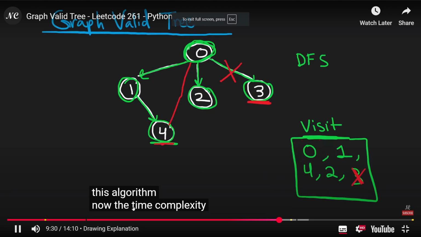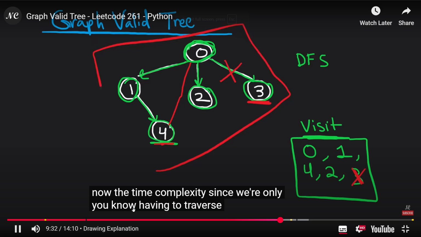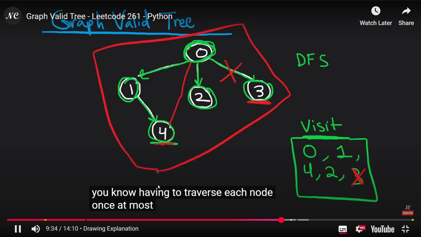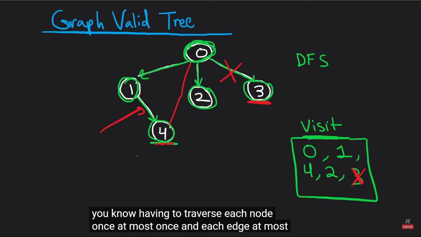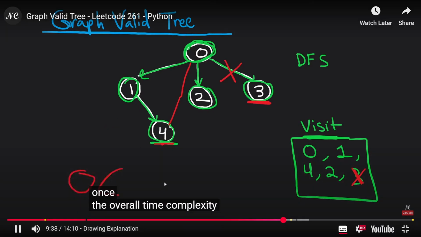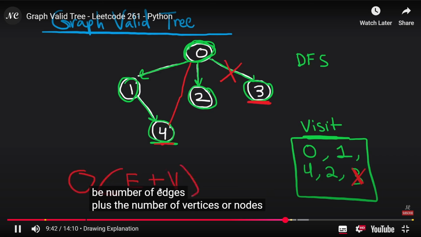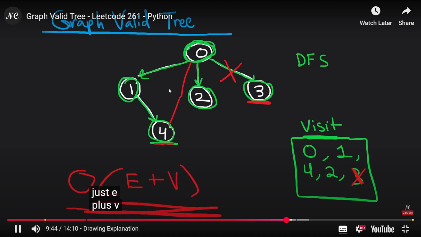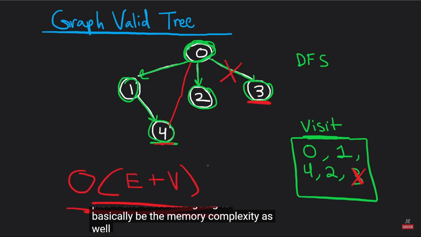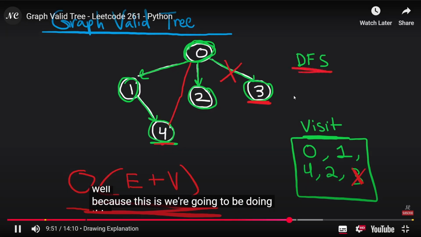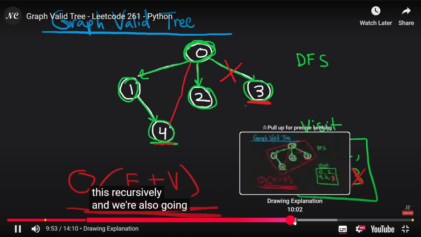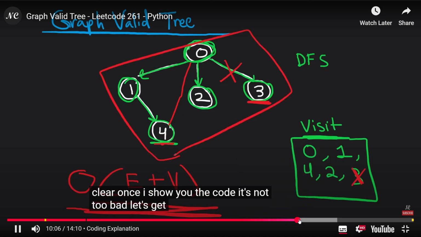So that's the main idea of this algorithm. Now the time complexity, since we're only having to traverse each node at most once, and each edge at most once, the overall time complexity is going to be the number of edges plus the number of vertices or nodes, so just E plus V. And that's also going to basically be the memory complexity as well, because we're going to be doing this recursively. And we're also going to be needing to create an adjacency list.